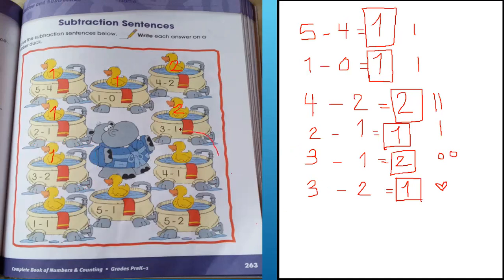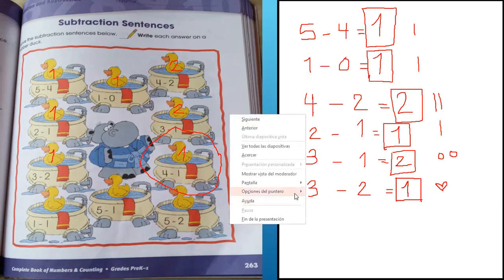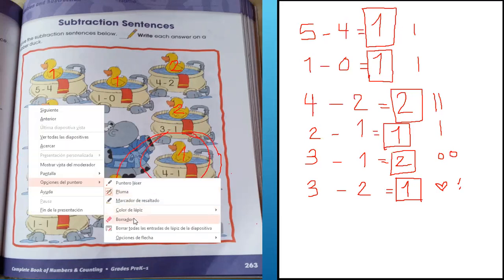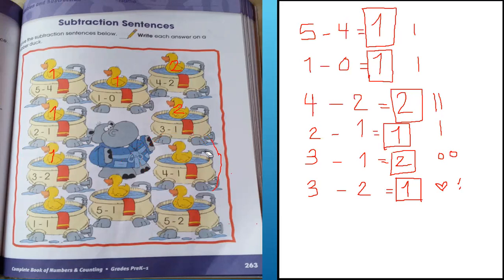Four. This one. Four. Oh my goodness. Don't do that. I don't know what happened over here. Okay, someone wrote on my screen. Alguien manchó mi pantalla. I don't know why. No sé por qué. Okay. Give me a second because I don't know what happened with my pencil.